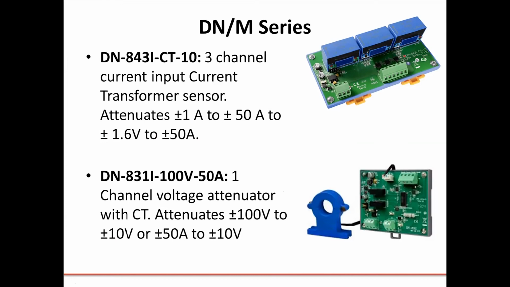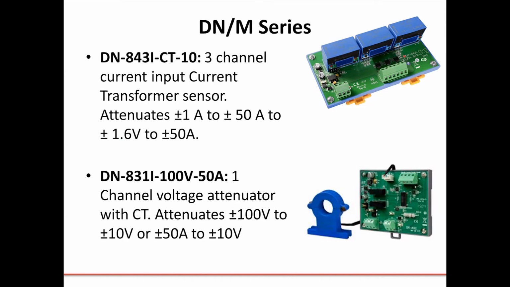The top module there, the DN843i CT-10, is a 3-channel 10-amp current input sensor with channel-to-channel isolation. The maximum input range for this device is from plus or minus 1 amp to plus or minus 50 amps, which can be attenuated to plus or minus 1.6 volts to plus or minus 10 volts. The I version provides 3000 volt DC intermodule isolation and 3000 volt DC channel-to-channel isolation to avoid noise interference from input to output or from channel to channel. And this can be used with our analog input modules such as I7017.